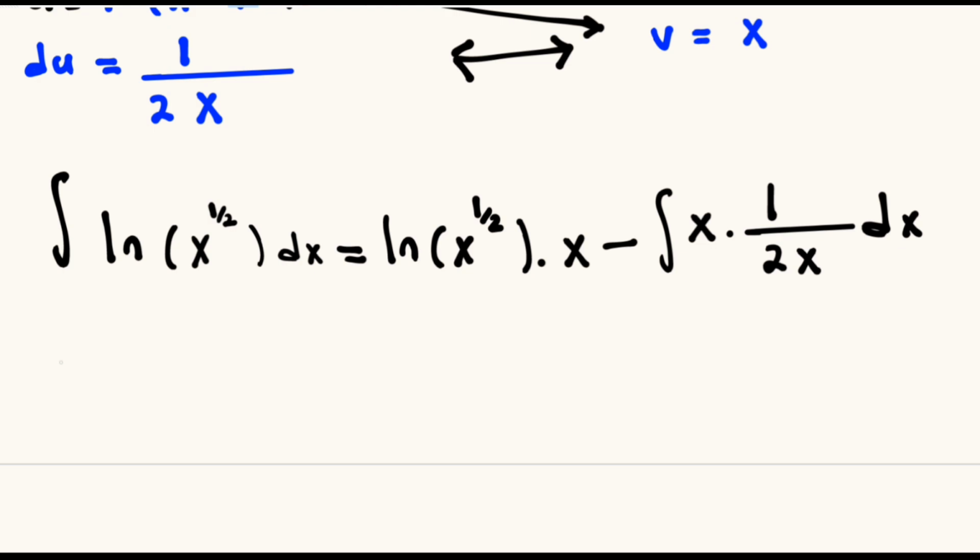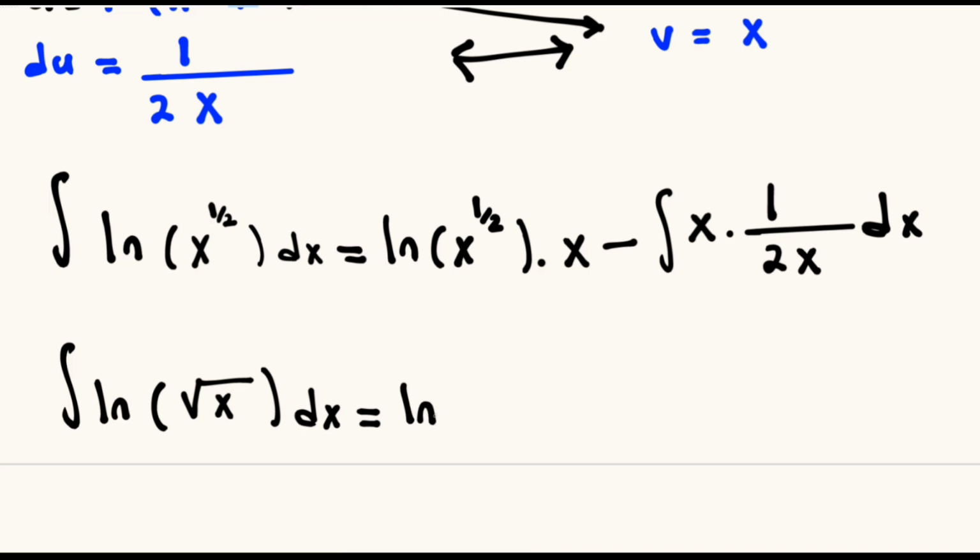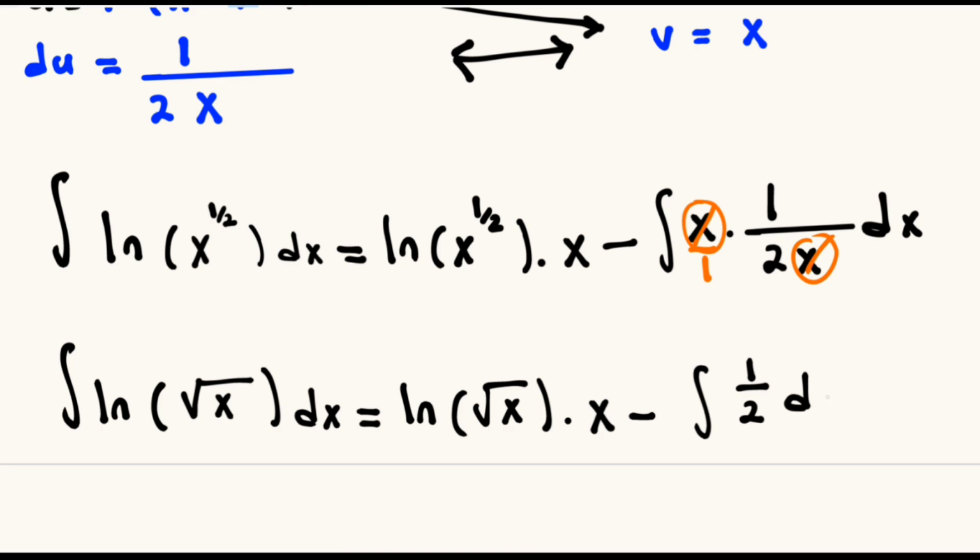From here we can revert back to expressing x raised to the power half as the square root of x dx, and this will be equal to the ln of the square root of x multiplied by x minus the integral of the x divided by that x, which will be equal to 1, so they will cancel out each other, and inside the integral we will be left with 1 divided by 2 dx.